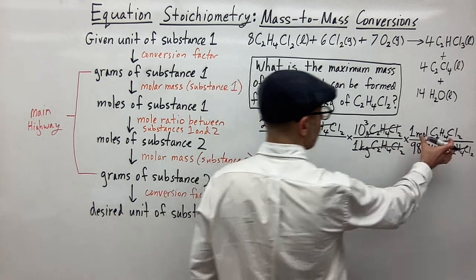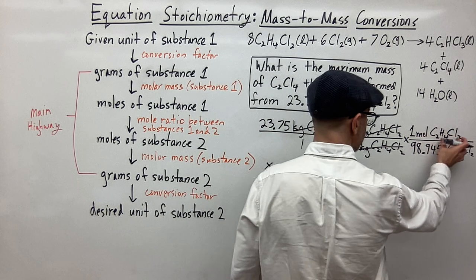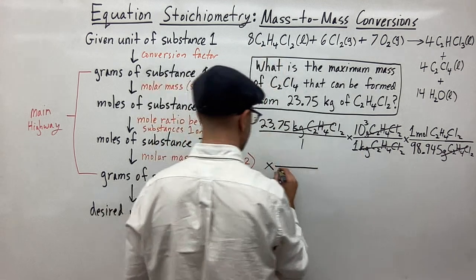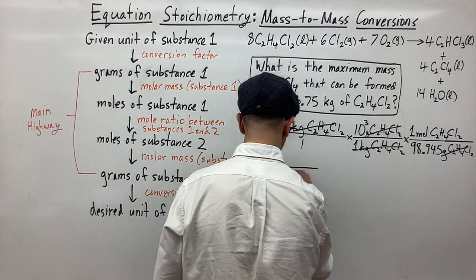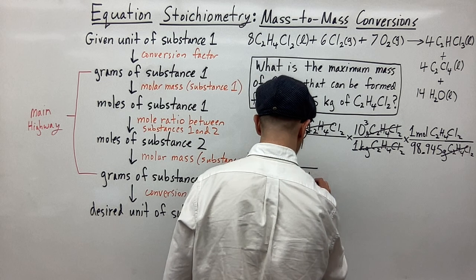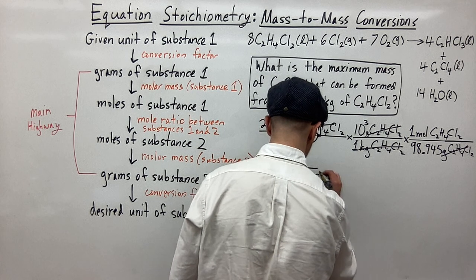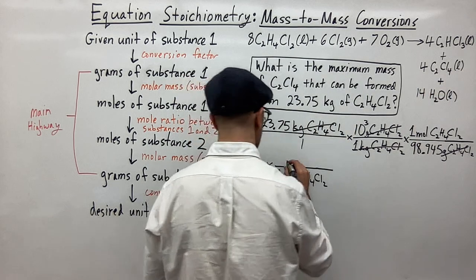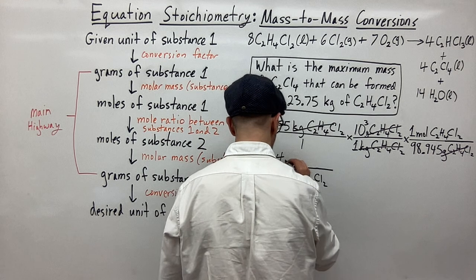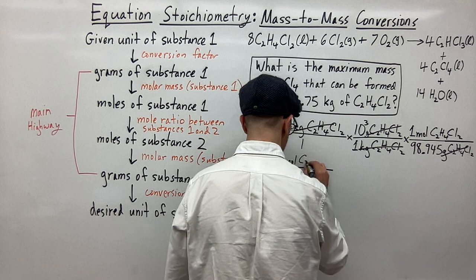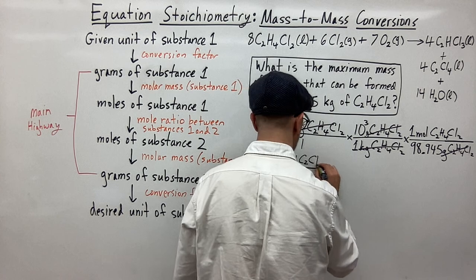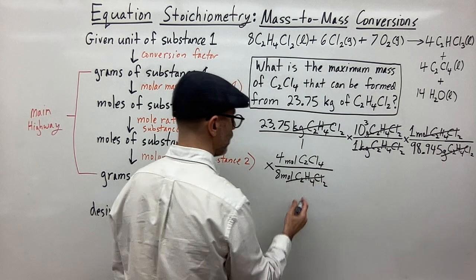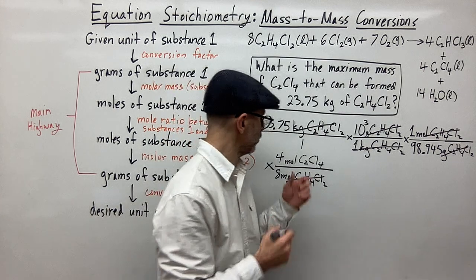So since I have a mole of C2H4Cl2 on top, I'm going to put that on the bottom. So that's going to be 8 moles of the C2H4Cl2 on the bottom, and the 4 moles of C2Cl4 on top. So the moles of this substance cancels out. Now I have moles of the C2Cl4.